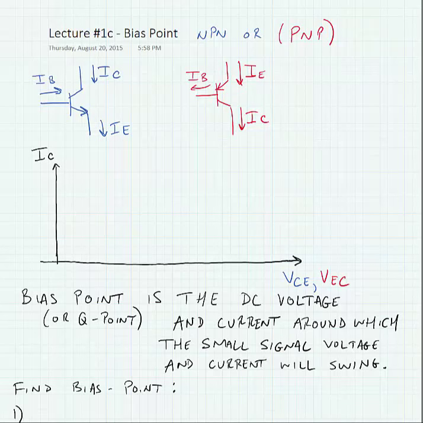We're now going to look at the bias point of a transistor. The bias point is the DC voltage and current around which a small signal voltage and current are going to swing. And we'll look at that in a moment.